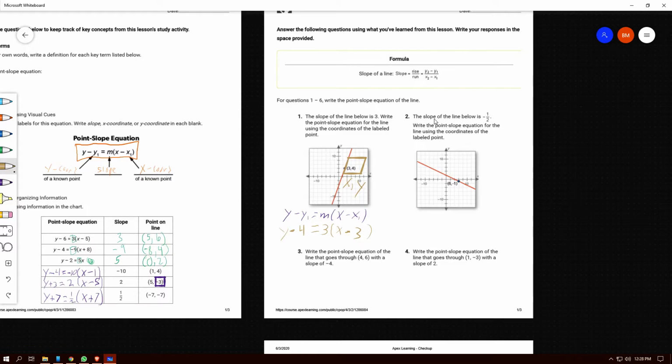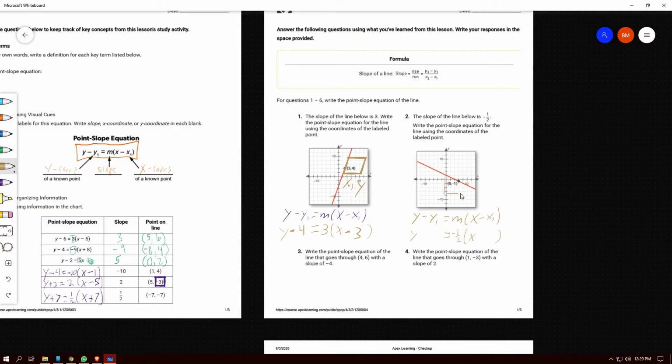Now, next equation. I'm going to do the same thing. I'm going to go ahead and write my generic equation. Y minus y1 equals m times x minus x1. Excellent. Now, plug in my slope. My slope, they tell me, is -1/2. Sweet. Don't have to calculate it. Saves us a little bit of time.